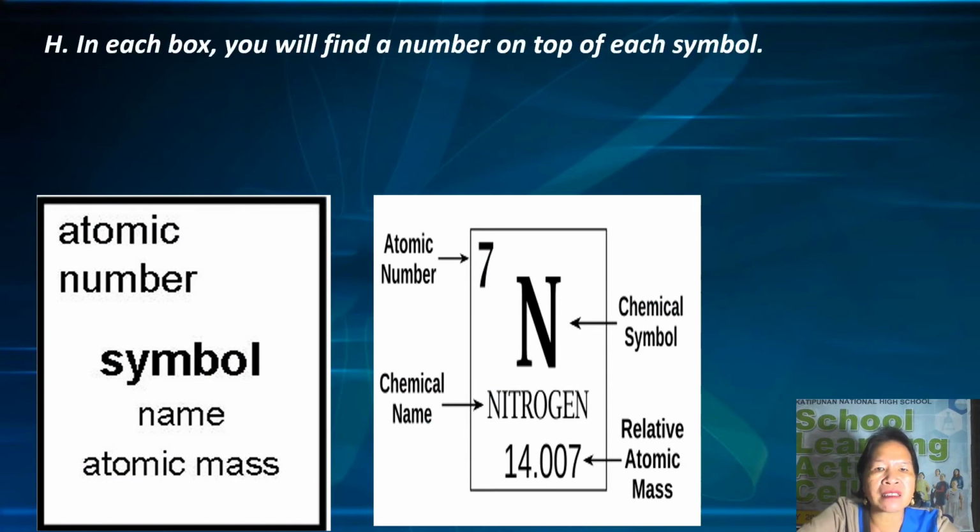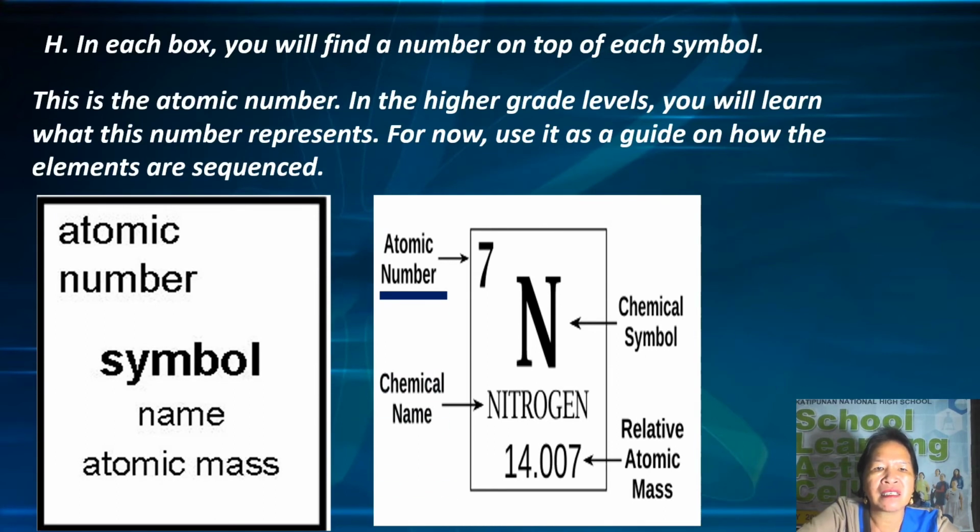In each box, you'll find a number on top of each symbol. You have here number 7 for nitrogen. That number 7 is the atomic number. In the higher grade levels, you will learn what this number represents. For now, use it as a guide on how the elements are sequenced. So for nitrogen, the atomic number is 7, and the symbol for nitrogen is N. Okay?